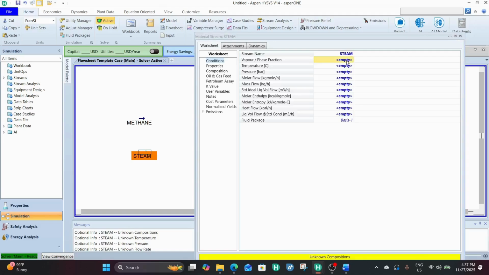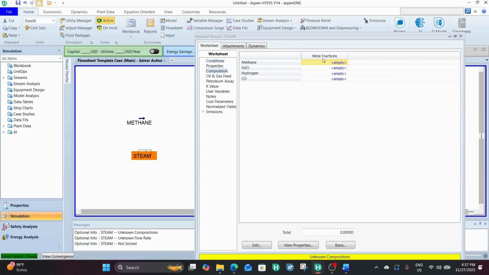We're going to call this stream steam. We're going to give it a temperature of 25 Celsius, at 3 bar with respect to the information provided. Mole fraction: remember, the steam to carbon ratio is 3 to 1. So it's going to be 3 times more than the flow rate of our carbon. 50 times 3 is 150, so 150 kilogram mole per hour.